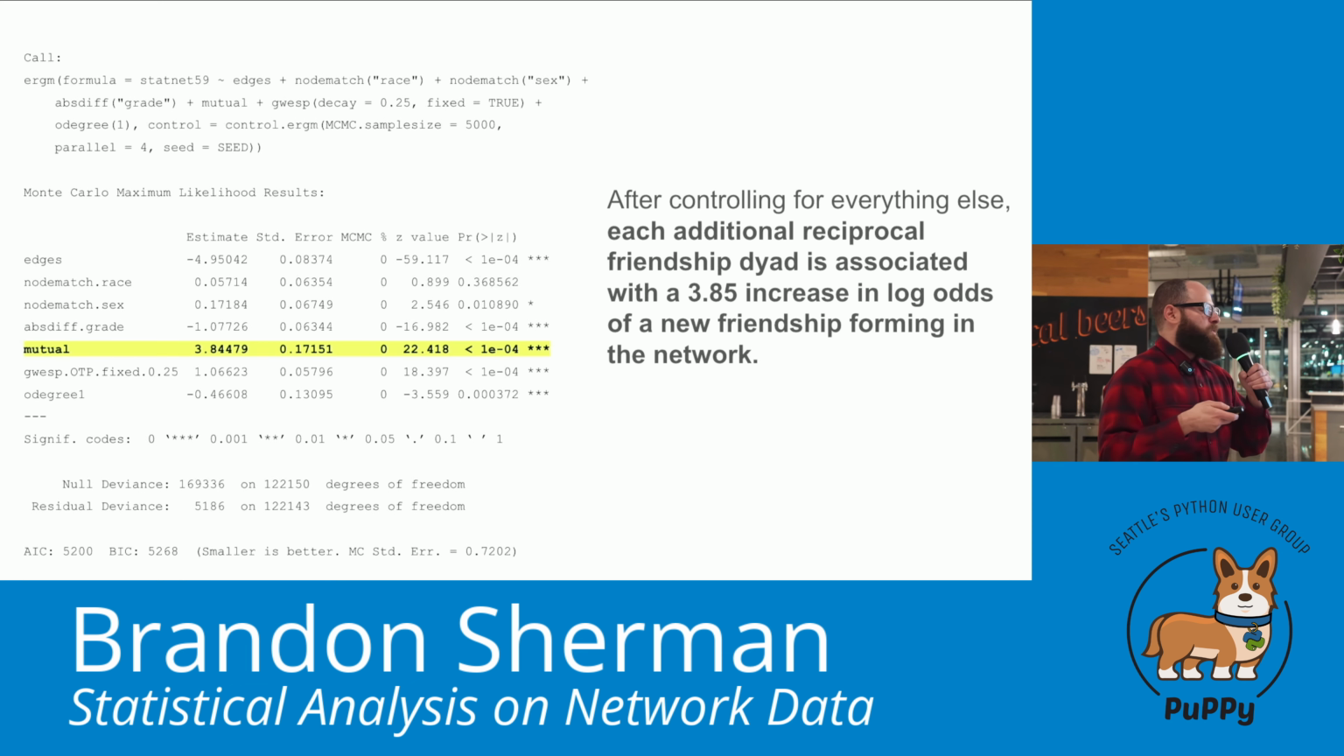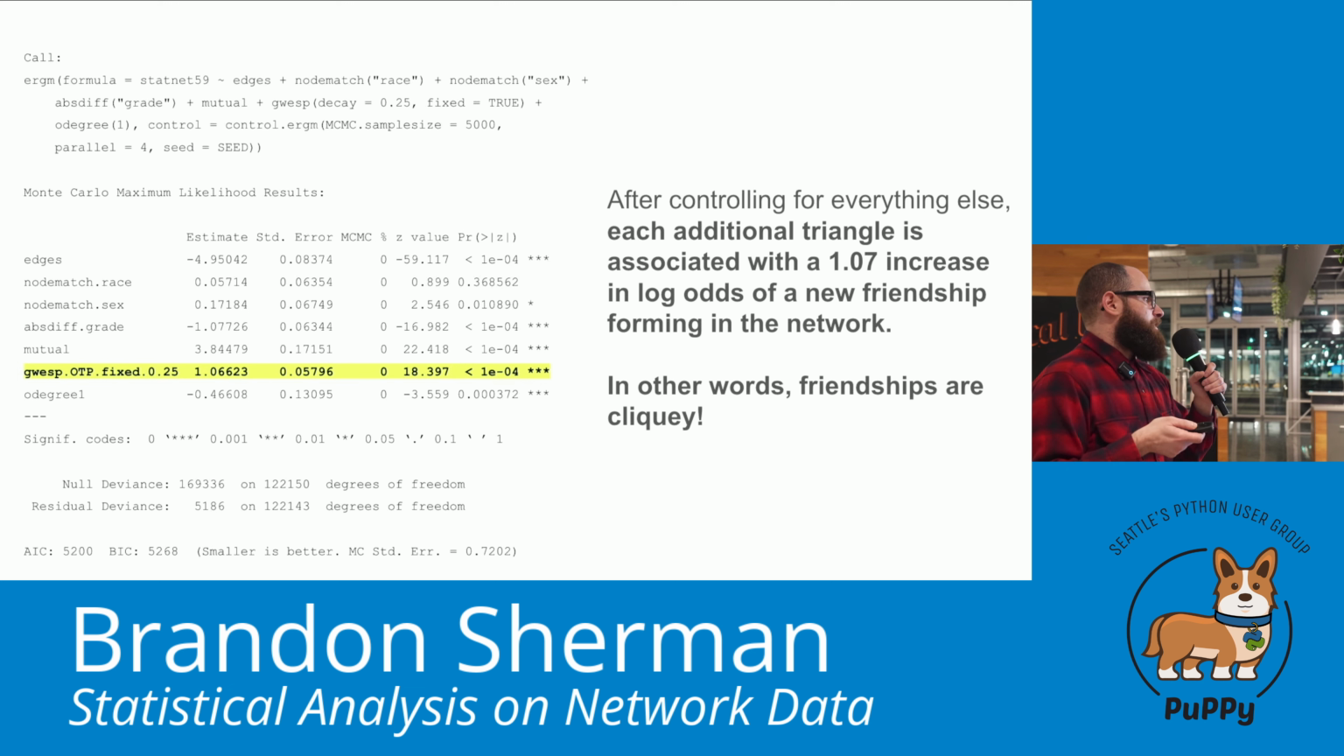First of all, we're going to talk about mutuality, so that's the reciprocity. After controlling for everything else, so the number of edges, whether the two students are the same race, the same sex, and this GWESP thing, which is basically something about triangles, we see an increase of almost 4 in log odds with every additional reciprocal friendship pair, which is good. It basically says that if I say I'm friends with you and you say you're friends with me, we're more likely to make more friends.